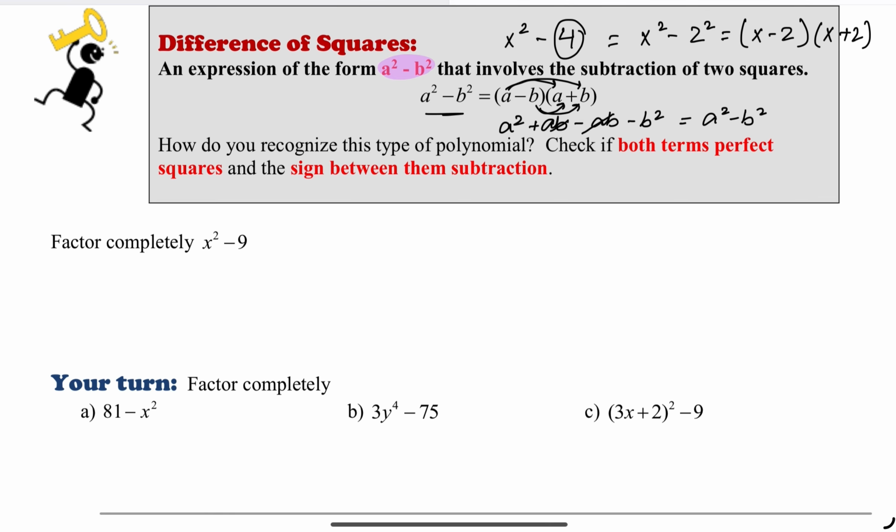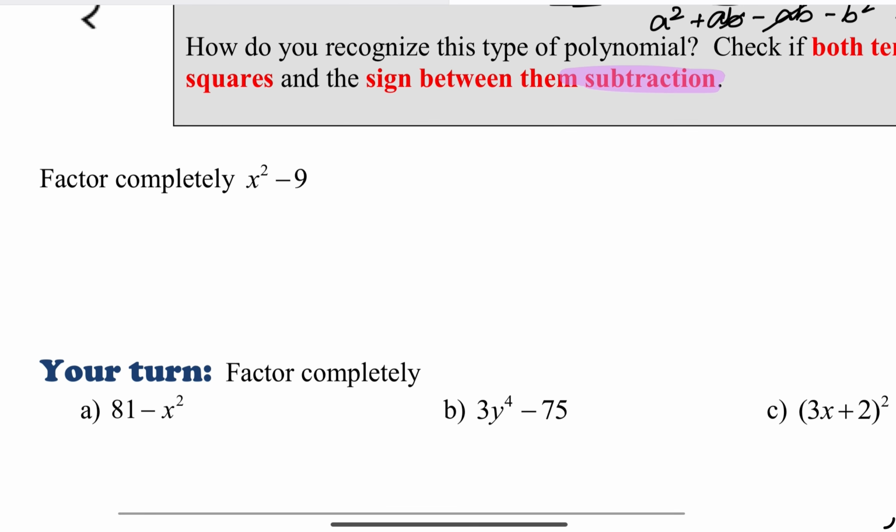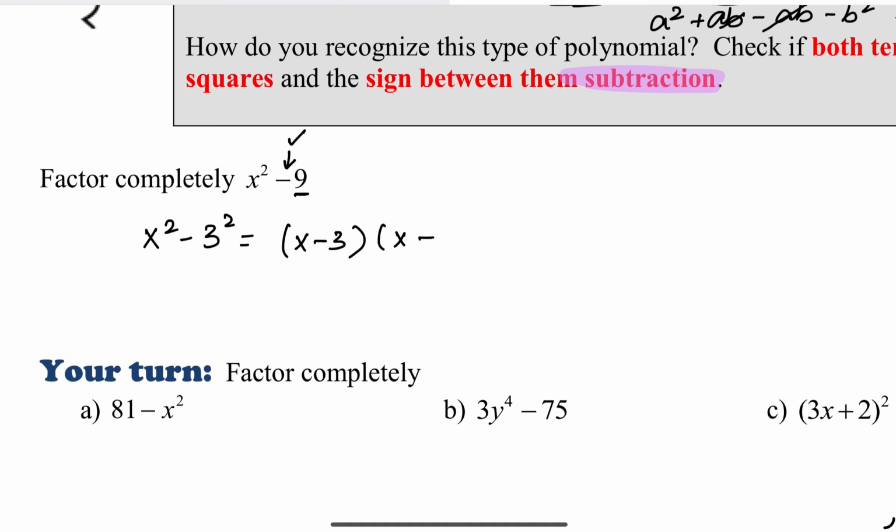But always make sure that your sign in between these terms is subtraction, not addition, subtraction. Always check for that, okay? So let's factor this. We know 9 is a perfect square. We see that the sign is subtraction. Both criteria are met. We have x squared minus 3 squared, which is just x minus 3 times x plus 3. And that's your answer.